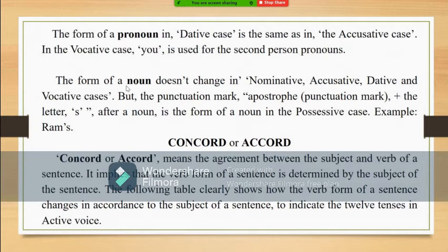Now let us take nouns. Here, Rama saw Sita. Rama is subject. Sita is object. Interchange the subject and object: Sita saw Rama. There, the subject is Sita and the object is Rama. Though we have interchanged the object and the subject, the form of a noun doesn't change. Have you noted down? Rama, when it is subject, it is Rama. When it becomes object, it is the same word, Rama. There is no change. So, the nouns will not change in nominative and accusative case.